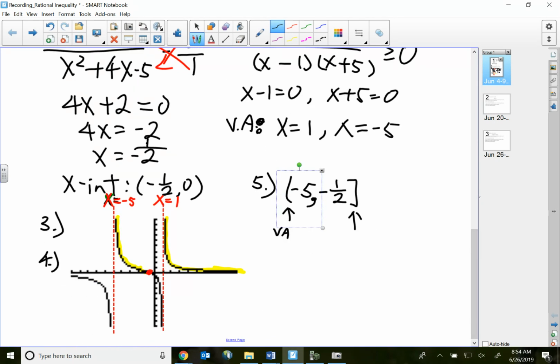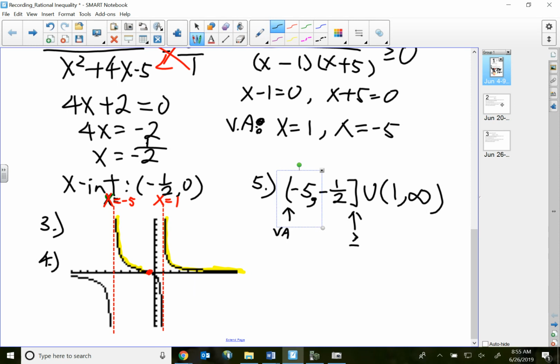So that means I need to look at what's on the x-axis and above. This is the part where it says greater than or equal to, so with the equal to, I've got to use brackets. Union, where else is my graph above the x-axis? It's going to be from the vertical asymptote 1, keep on going to the right. There you go. That's my answer.